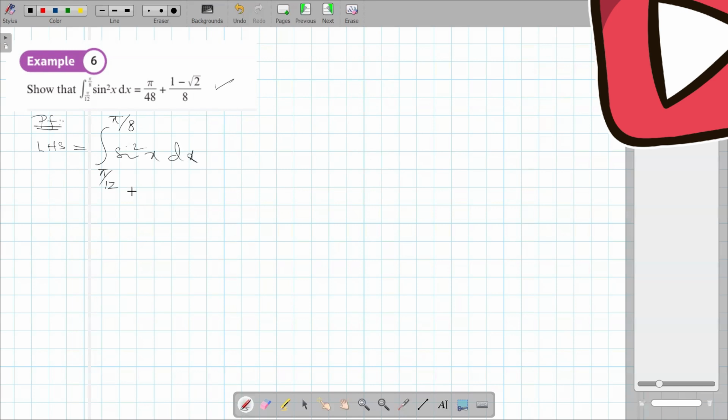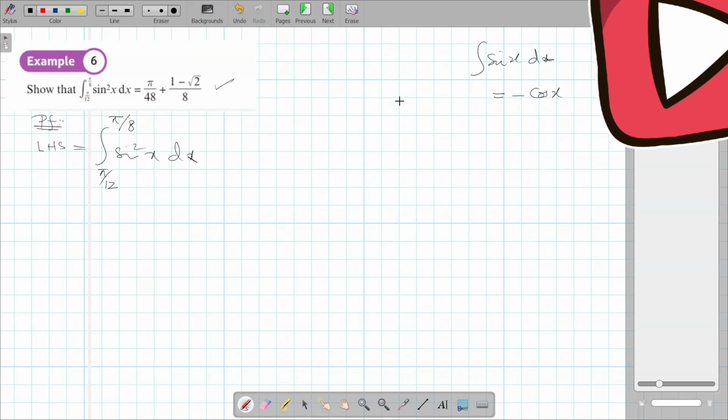How to integrate sine square x? I'm not sure if you can do it straight away. We cannot do it straight away because we know the antiderivative of sine x only. What is antiderivative of sine x? Minus cos x. But we don't know what is antiderivative of sine square.